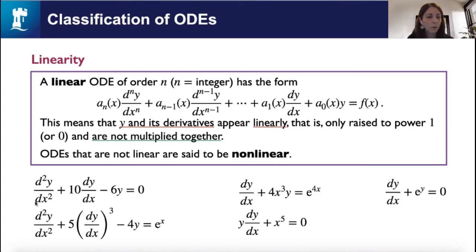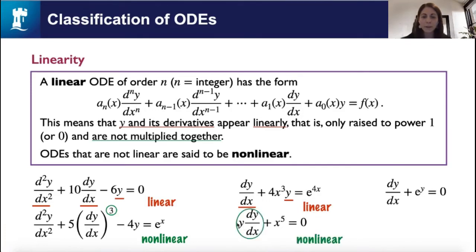In the first example, we see that all the derivatives and the function itself appear linearly. They are raised to the power of 1, so this is a linear ODE. In the example below, we notice that one of the derivatives is raised to the power of 3, so this has to be a non-linear ODE. Here in this example, again, the function and the derivative appear to be raised to the power of 1, so this is a linear ODE.